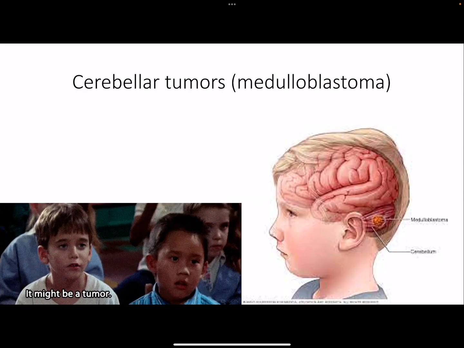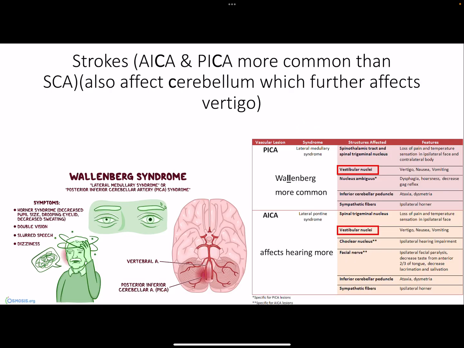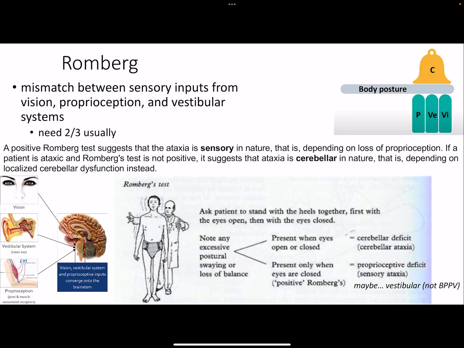So moving from peripheral to central, it could be a tumor causing your central vertigo, probably an acoustic neuroma or something. Strokes, we said the AICA and the PICA. We should be familiar with all of the symptoms at this point. Romberg. So the Romberg test is going to diagnose this. Well, actually, it's more going to diagnose proprioception, which we'll get to.